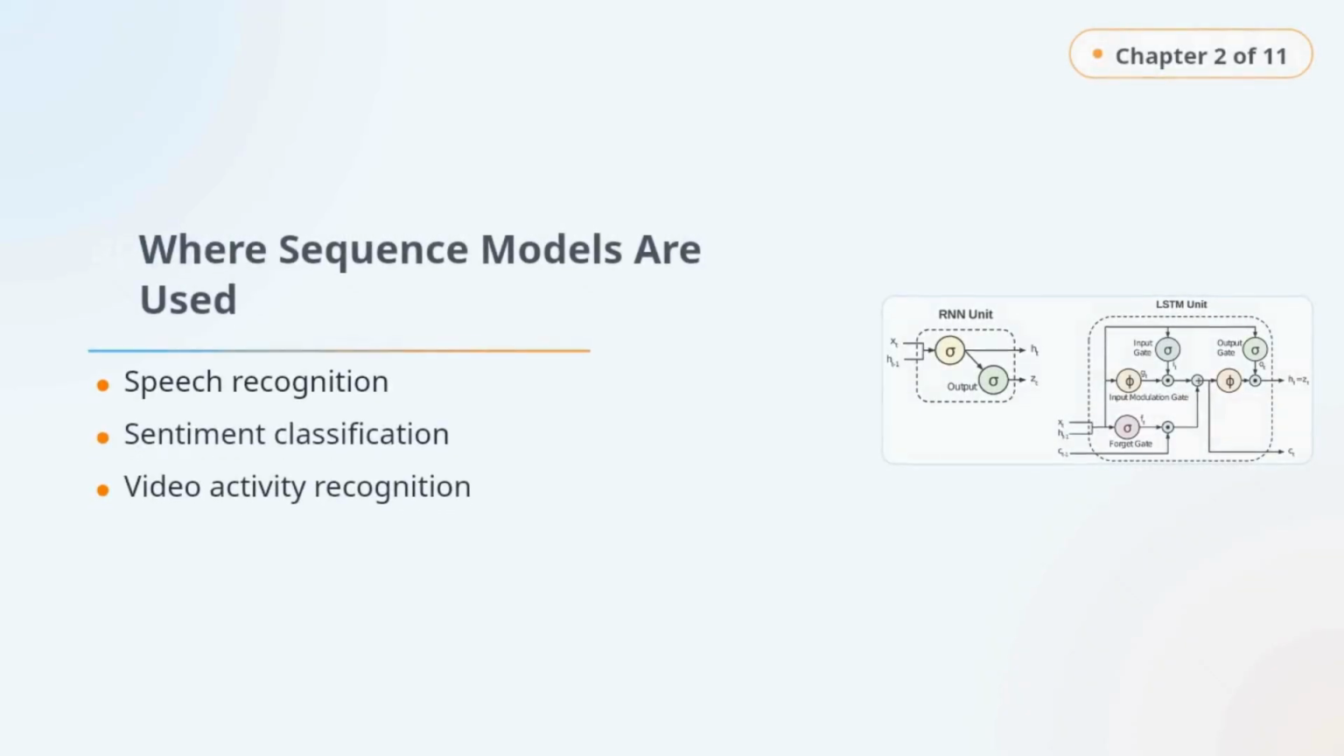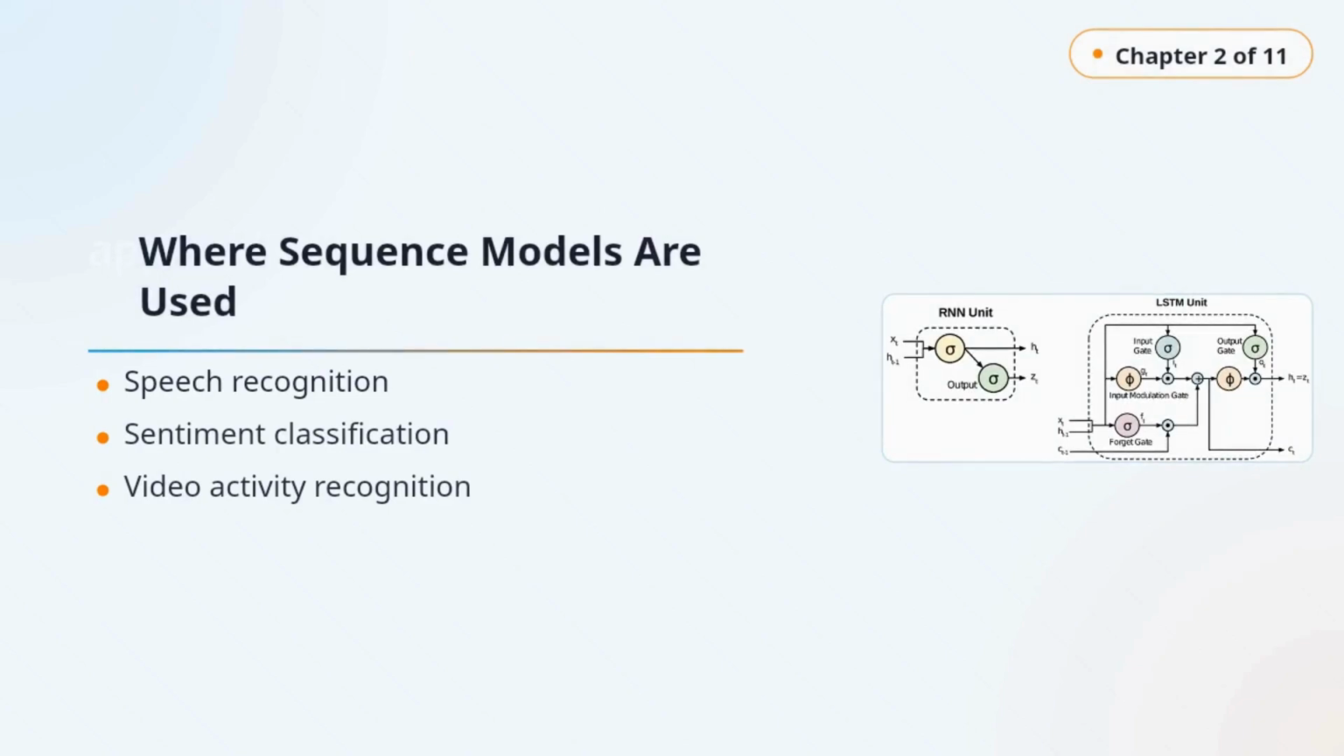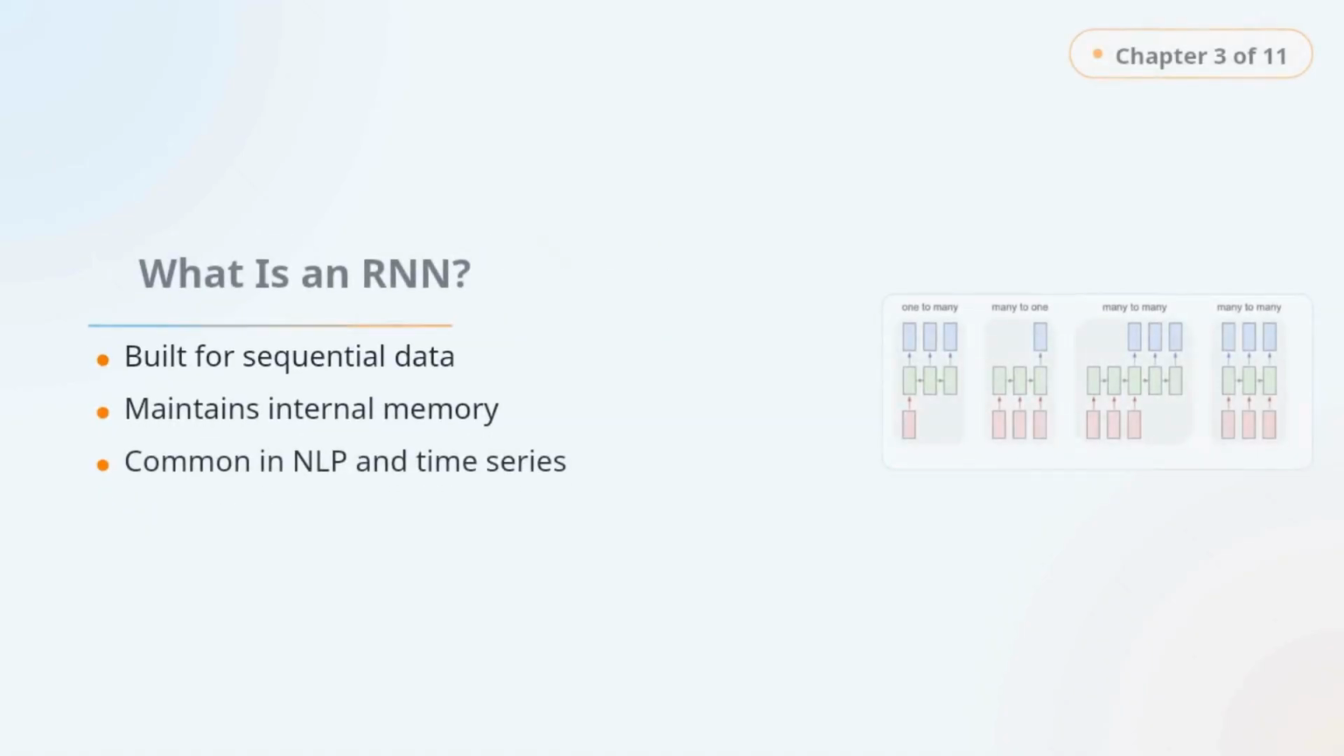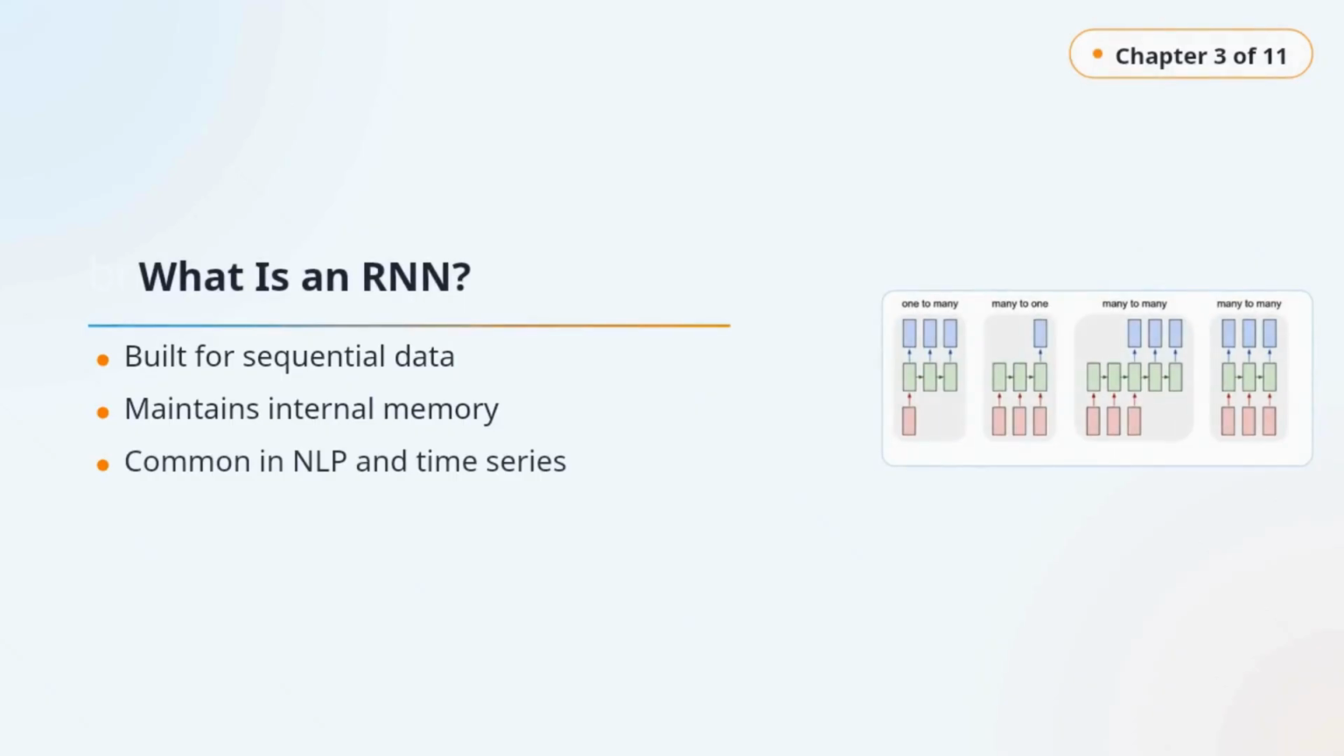In speech recognition, an audio sequence is converted into a text sequence. In sentiment classification, a sequence of words is mapped to one label, like positive or negative. In video activity recognition, the input is a sequence of frames, and the model predicts the activity happening in the clip.